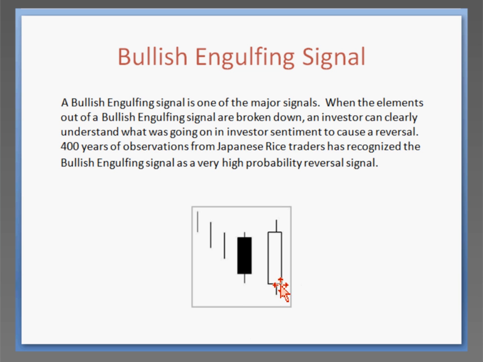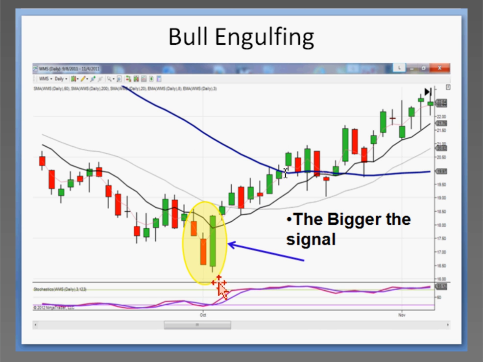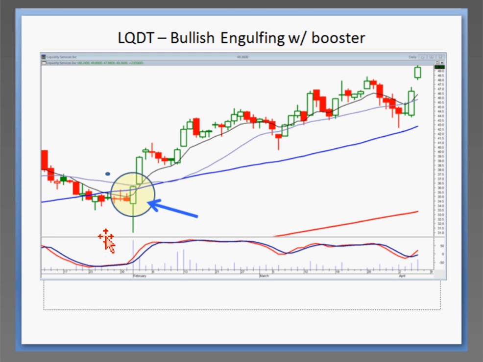The bullish engulfing signal: this white candle completely engulfs the black candle. Not necessarily the shadows, just the body. Remember, the important factor of candlestick analysis is where does it open and where does it close. Anytime you see a bullish engulfing signal, especially in the oversold area, it's time to buy. The bigger the signal, the more compelling that there's been a change of investor sentiment. Yes, generation after generation. And this is what we call a bullish engulfing signal with a booster. Notice that they were selling this off and then they reversed it, got a bullish engulfing signal. It starts a very strong uptrend.